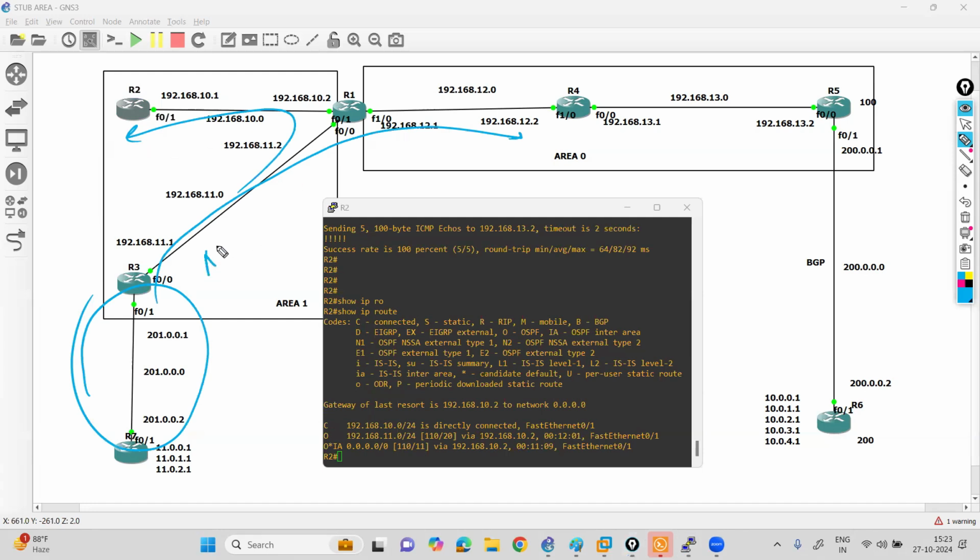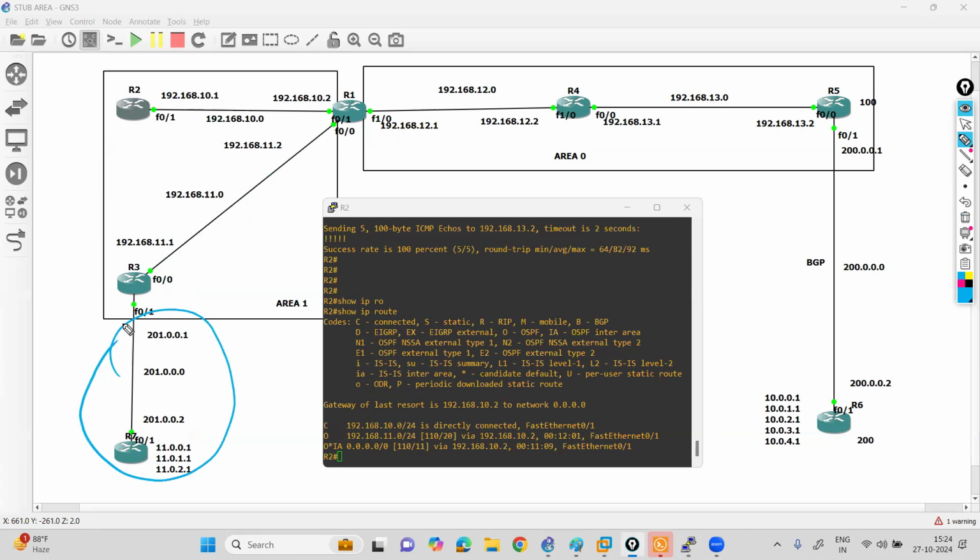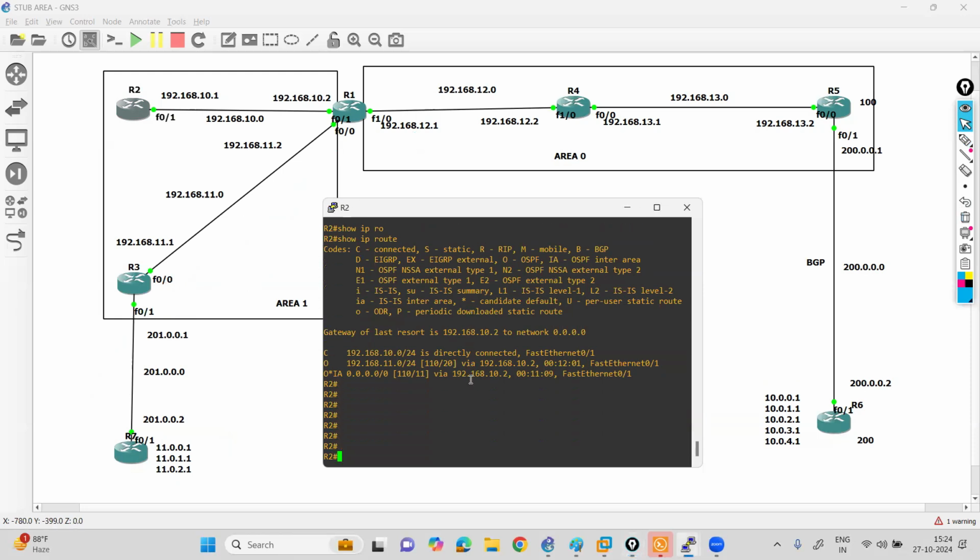By doing the configuration of not so stubby area. What? Not so stubby area. This information will be converted to a special type of route that is called NSSA route, and it will be forwarded to other areas. Okay, let's do the configuration for the same.